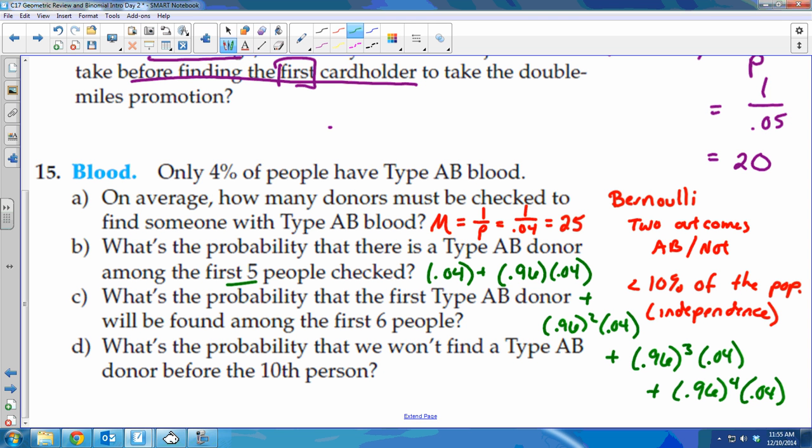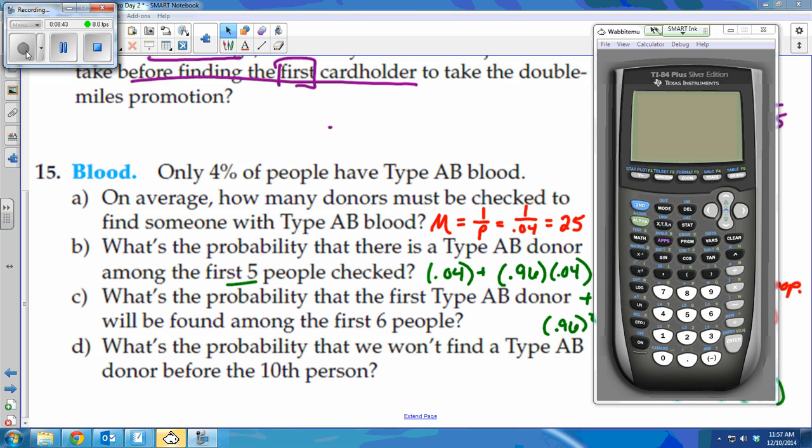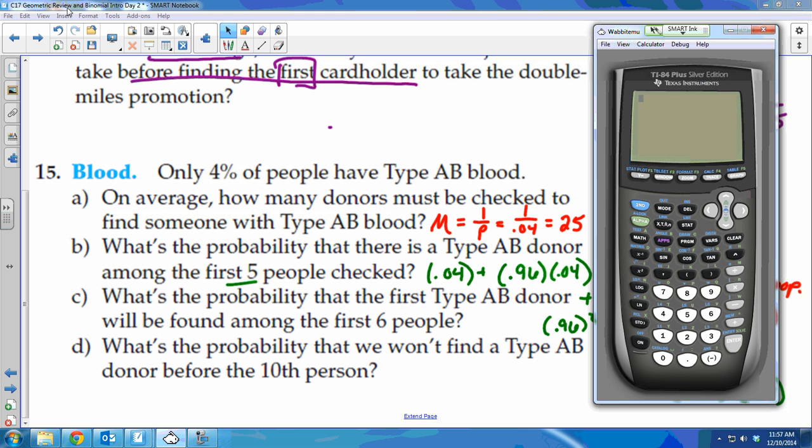So this would be a good transition to how to do some things in your calculator. In your calculator, there are 2 separate geometric model functions. You need to go to second distribution, the distribution menu. This is going to become more and more important. You're going to use this menu all the time, second semester.